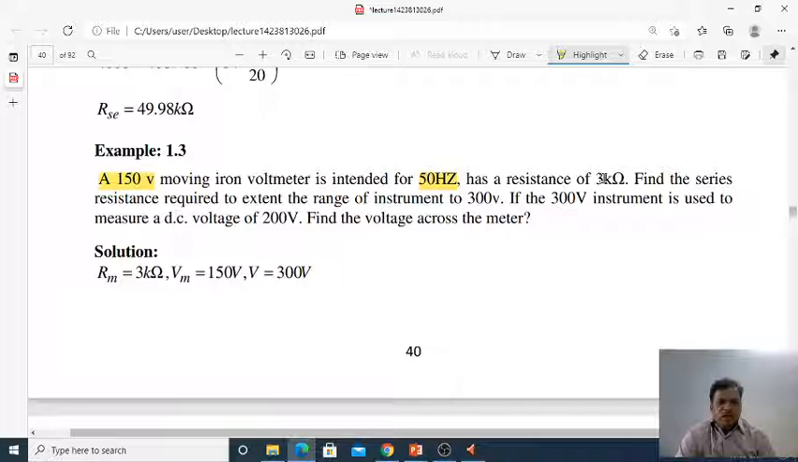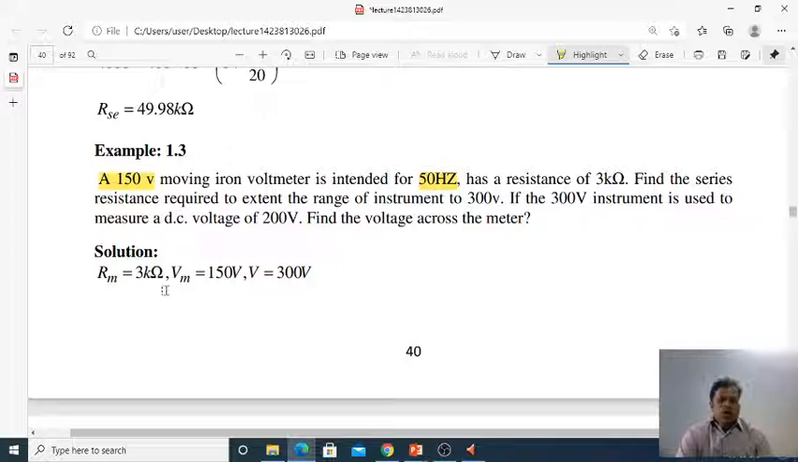Now find the series resistance required to extend the range of the instrument to 300 volts. To extend the range of instrument to 300 volts, how much resistance, that is series resistance, should we add here? You are having 150 volts already. Now the range should be increased to 300 volts. If the 300 volts instrument is used to measure DC voltage of 200 volts, find the voltage across the meter. So the second question is also there.